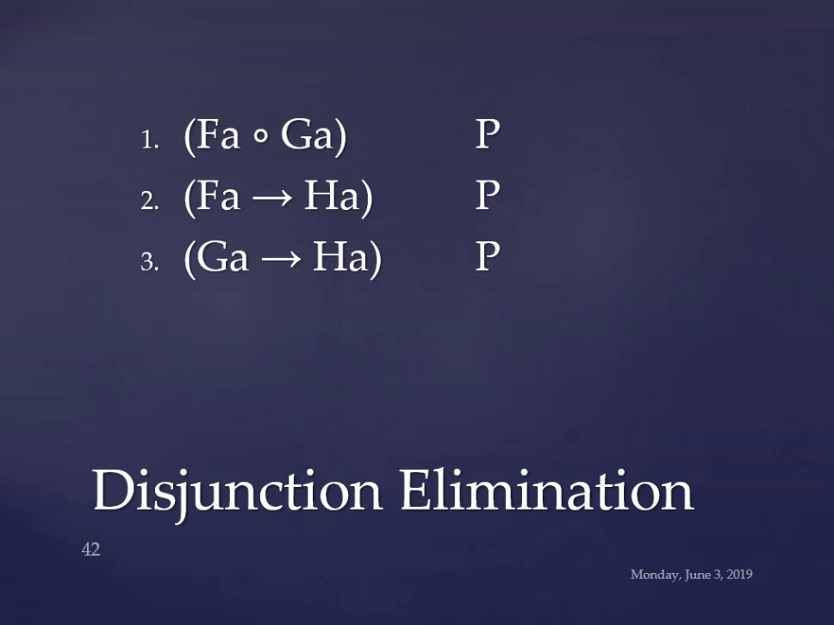All right, so here you have something that looks like this. Here's a pattern. Here you got a disjunction, FA or GA. Notice that the FA here is the antecedent of a conditional that has HA as the consequent. HA is also the consequent of a conditional where GA is the antecedent and GA is the other disjunct. So what you can do then is write down on line 4 HA, and cite lines 1, 2, and 3.